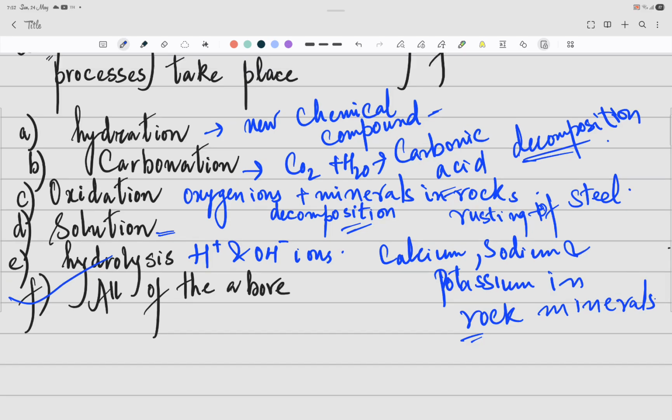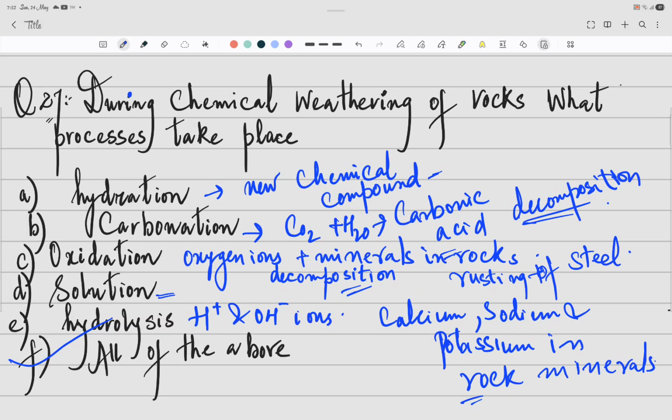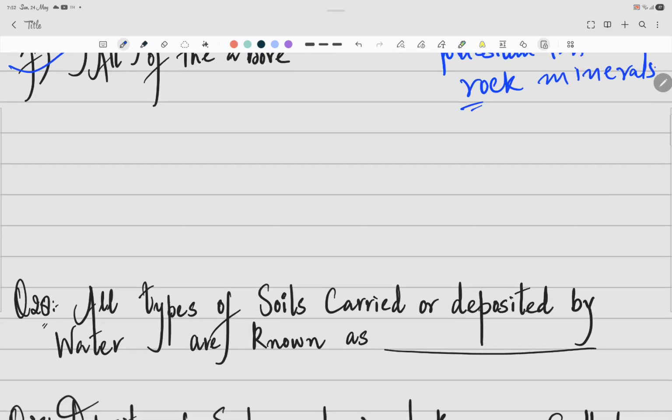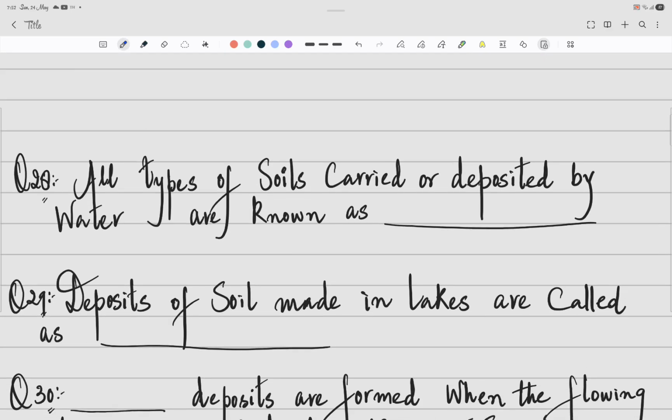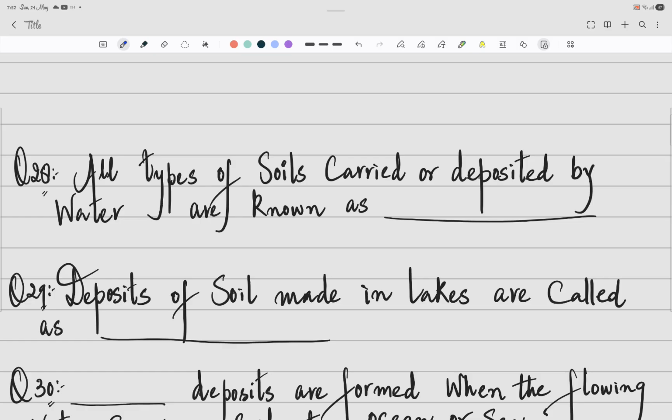All right, and the correct answer for this question is all of the above. Yes, during chemical weathering or the chemical decomposition of rocks, the processes such as hydration, carbonation, oxidation, solution, and hydrolysis take place. All right, moving further. Question number 28 is, all types of soils carried or deposited by water are known as. All right, so the answer is alluvial deposits.